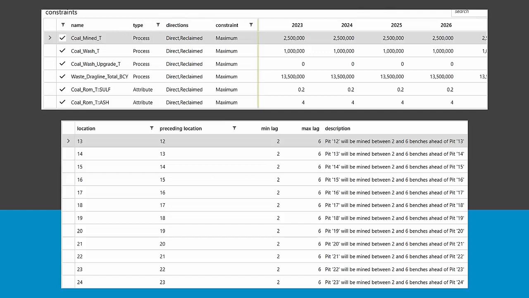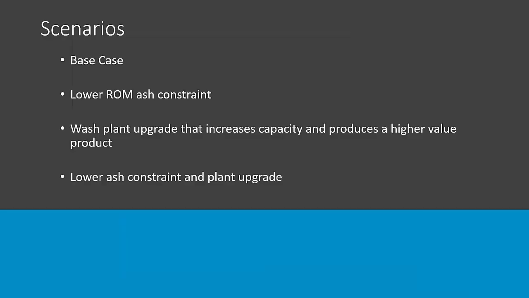Above that, we have those constraints that I was mentioning earlier. So we have the mine constraints, the dragline, etc. The ash is going to become very important when we look at the second scenario. Okay, so I have three scenarios that I want to talk about, and then a bonus fourth scenario. So the first scenario is going to be a base case that I ran with ash at 4%.